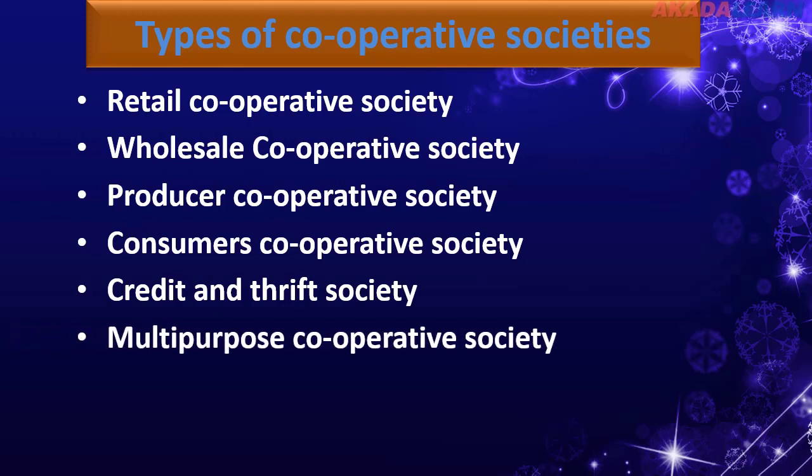And lastly for this class, we have Multipurpose Cooperative Society. This is a cooperative society formed by existing cooperative societies. It undertakes any form of activity that is profitable to the society.